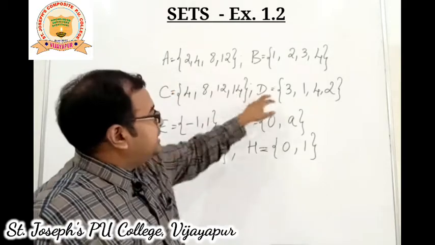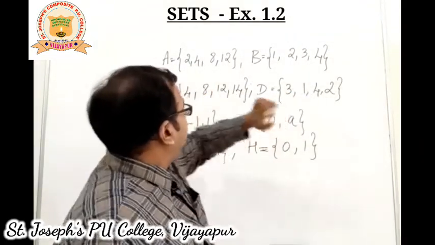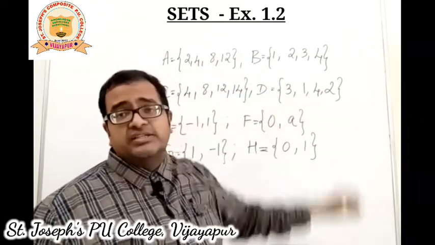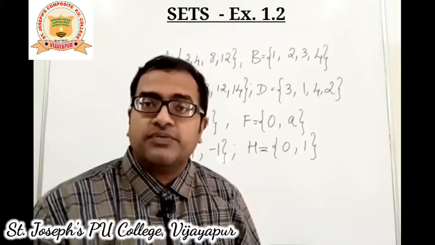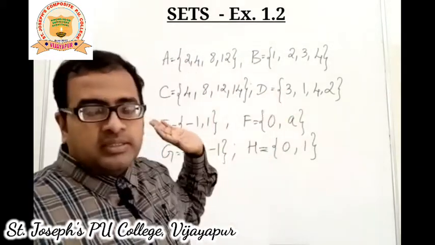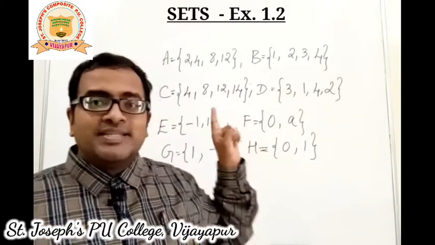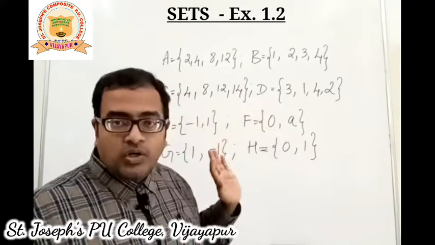How about A and D? 2, yes, 4, yes, 8, no, there is no 8 in D. Did they ask for justification? They have not asked for any justification. So you just have to say whether they are equal or not. They have asked you to write only equal sets. These are not equal, so we will not be mentioning them. So A and D are not equal.